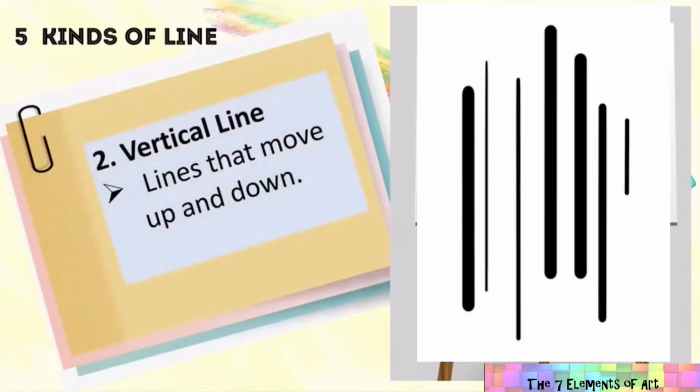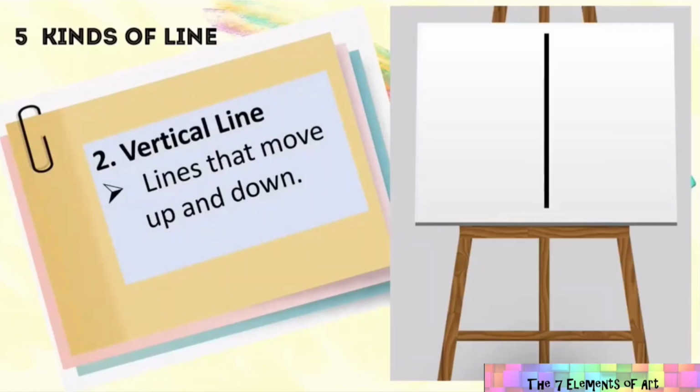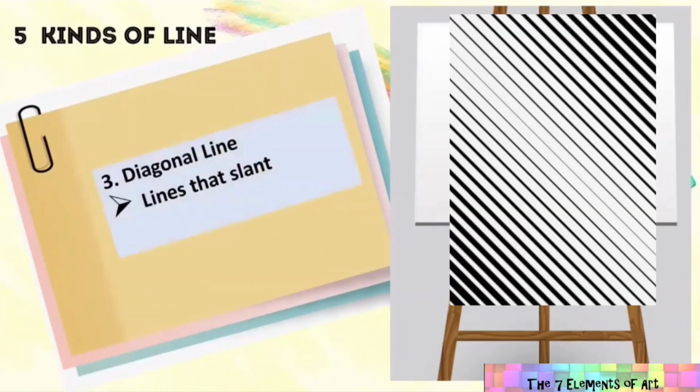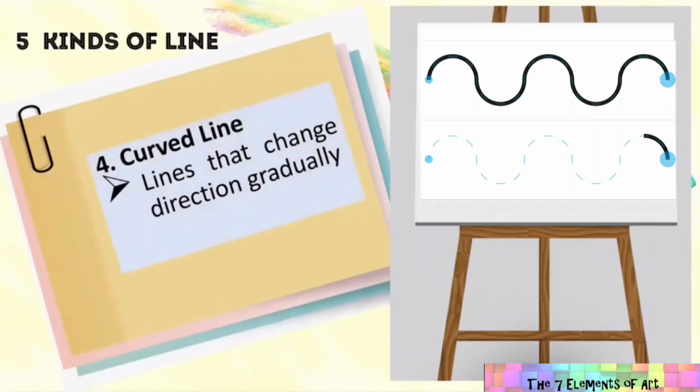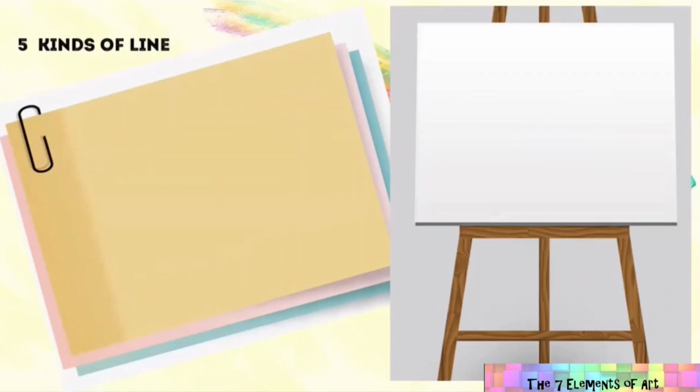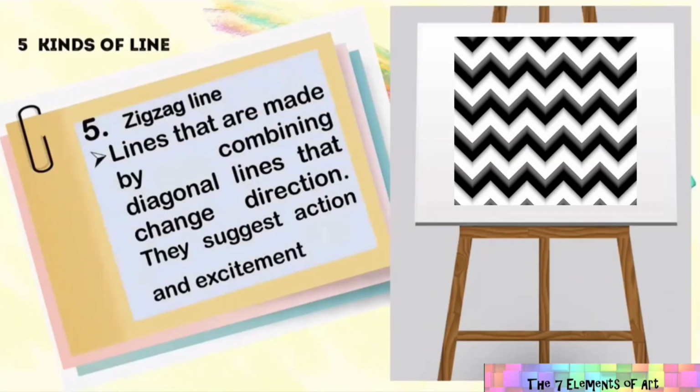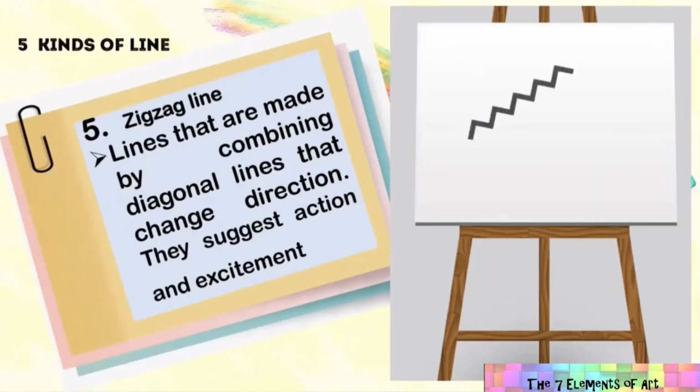Number 2, we have vertical lines, lines that move up and down. Number 3, we have diagonal line, lines that slant. Number 4, we have curved line, lines that change direction gradually. Number 5, we have zigzag line, lines that are made by combining diagonal lines that change direction. They suggest action and excitement.